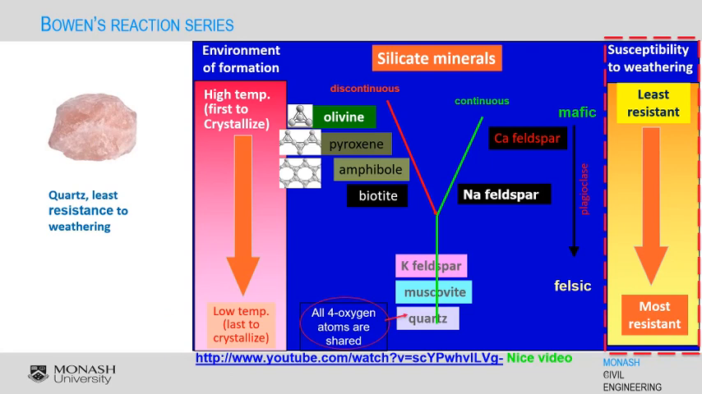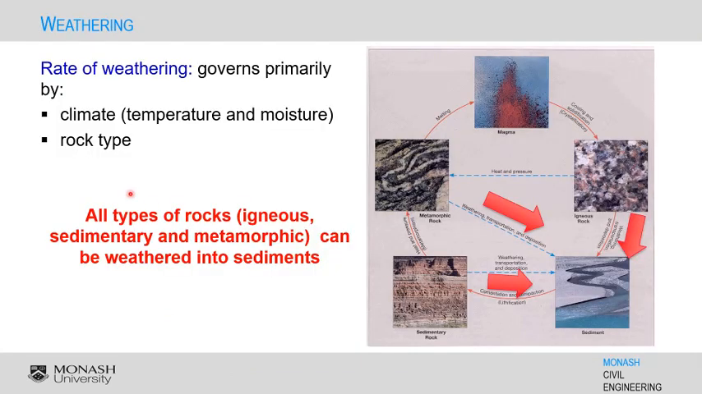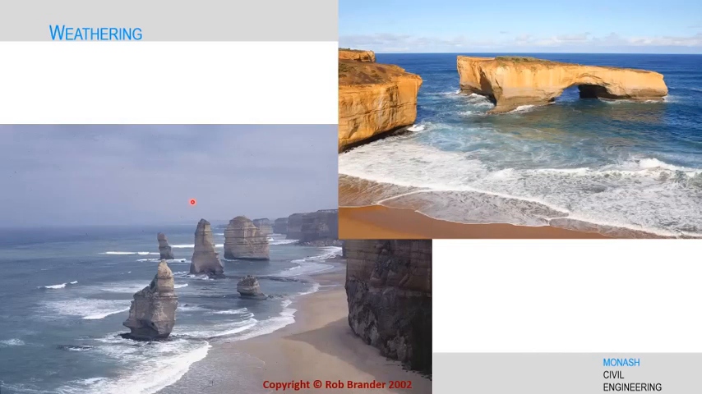The rate of weathering is governed primarily by climate, mainly temperature and moisture, and rock types. One of the key points I want to highlight here is that all types of rocks can be weathered into sediments. Here you can see several examples of mechanical erosion due to ocean waves. The harsh and extreme weather conditions from the Southern Ocean gradually eroded the soft limestone to form caves in the cliffs, which then became arches that eventually collapsed, leaving the rock stacks as we can see today.